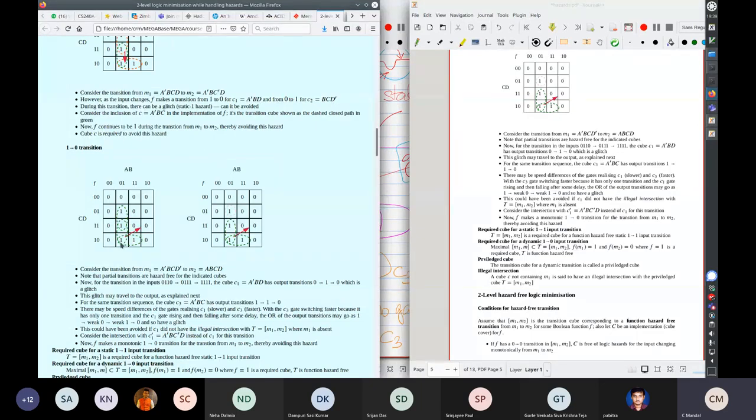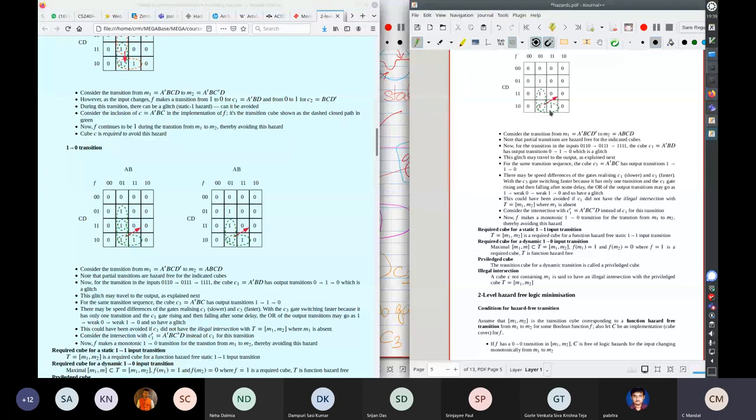So this 0-1 transition, just to be clear, this is M1 and this is M2. So your transition as before is from M1 to M2, alright? This is the transition. Now, when this transition happens, something interesting goes on. Alright, so let me explain that.